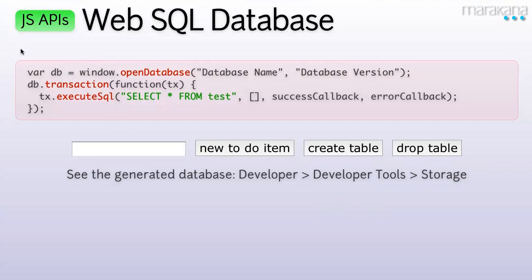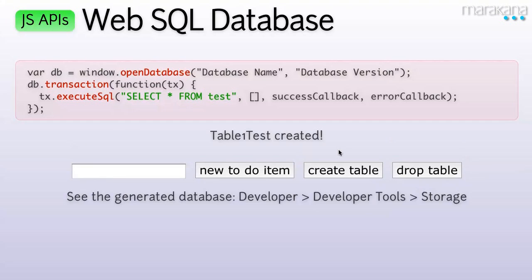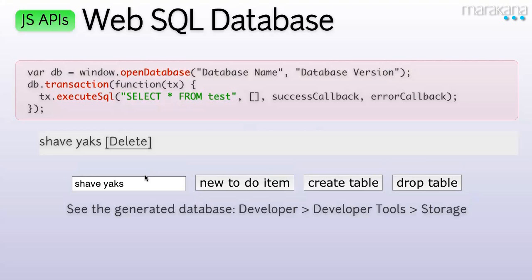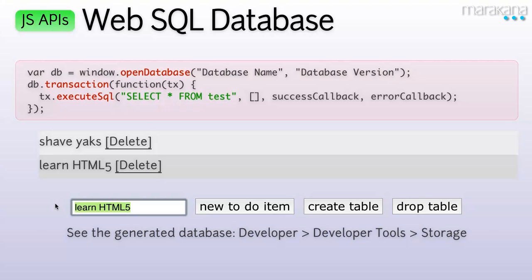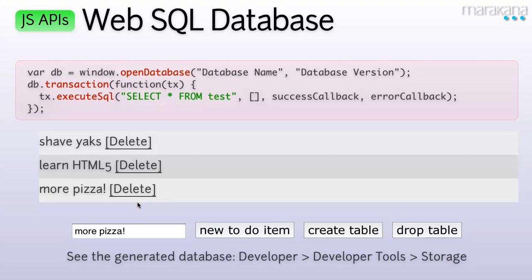Let's look at the demo first. This is like a simple little to-do list. Throw me some to-do items, like, shave yaks. Learn HTML5. Anyone else have a task? Doesn't have to make any sense. More pizza. Good one. One more. More chairs. More beer. We'll have that one too.